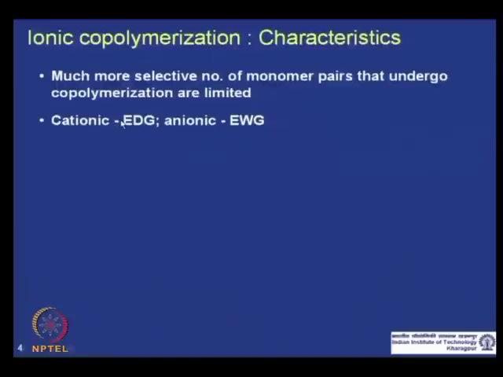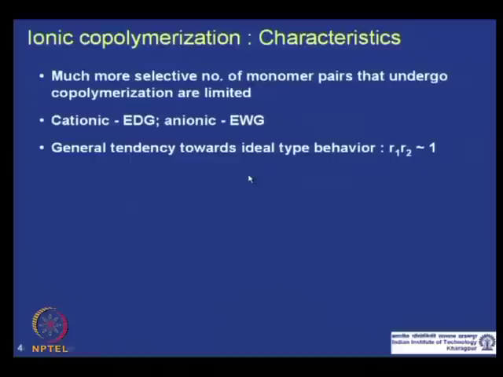And we know that the monomers which have an electron donating group as a substituent will copolymerize by the cationic method, and the monomers having an electron withdrawing group as a substituent will undergo copolymerization by the anionic method. Typically or generally, the tendency of this copolymerization is towards ideal behavior, because, as I said, the number of monomers is limited.